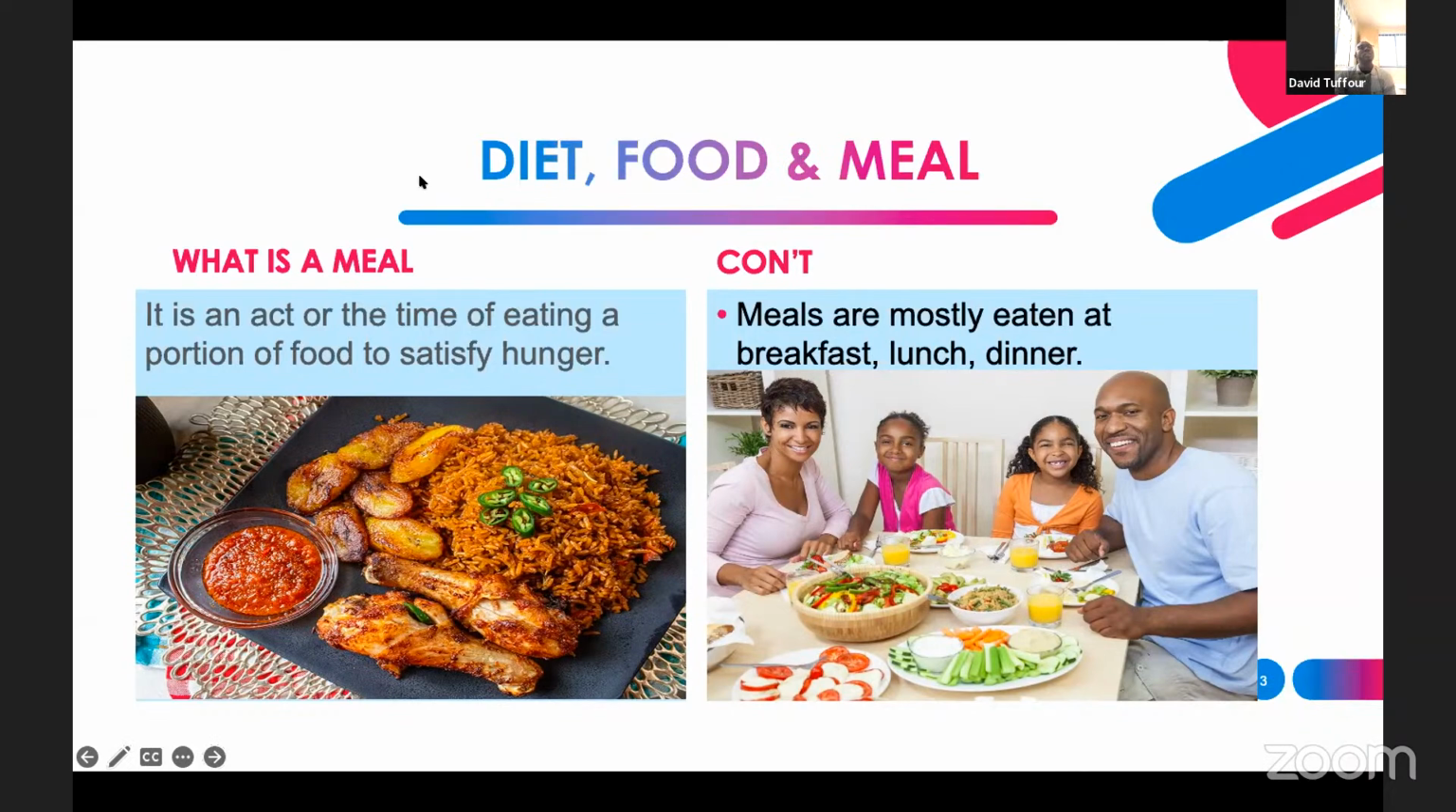Basically, meal is an act or the time of eating a portion of food to satisfy hunger. You can use it in terms like, let's have a meal together, or let's have a meal tonight. So a meal is basically what you eat at a particular time of the day to satisfy hunger. Meals are mostly eaten at breakfast, lunch, and dinner. You can have meals with your family, with your friends, or with colleagues at work.